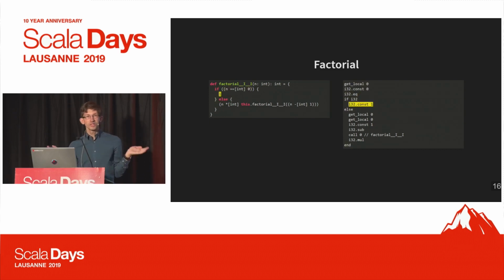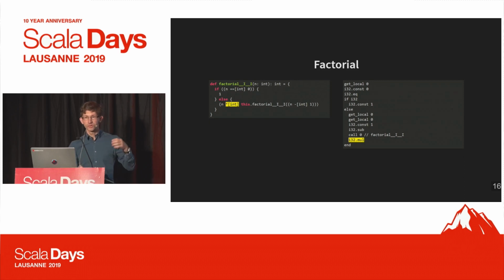So in the then branch, it's super easy. We have the constant 1. We can load it, put it on the stack, and that's it. So the thing that's on the stack at the end of the then branch is going to be the result of the if expression, right?